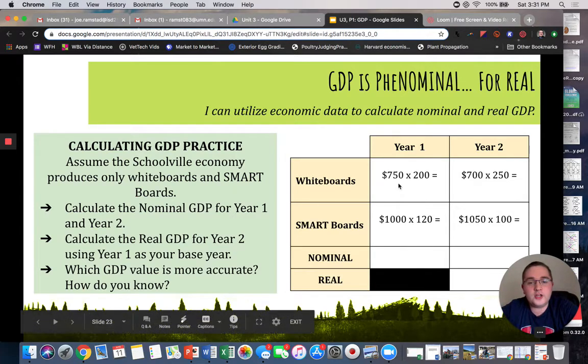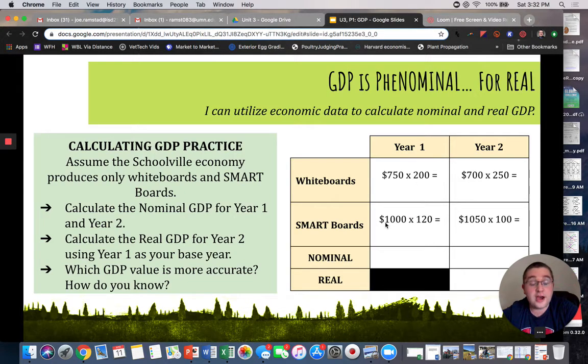So for whiteboards, we had $750 per whiteboard and a quantity of 200. And for smartboards, we had $1,000 each at 120 for your quantity. And you're going to do the same thing for year two. Set it all up. Okay, so these are our values after doing that basic math: $150,000, $120,000, $175,000, and $105,000.